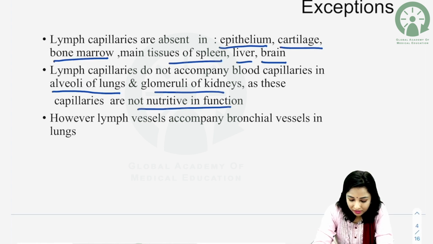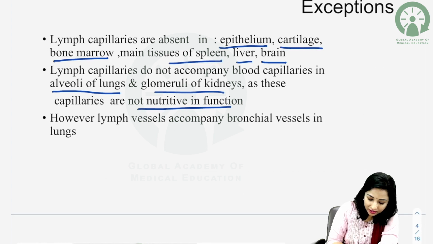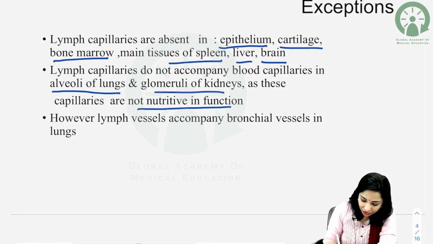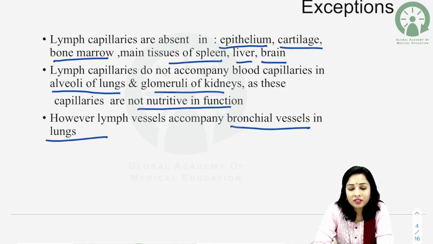However, the lymph vessels accompany the bronchial vessels in the lungs. They don't accompany the capillaries of the alveoli, but they accompany the bronchial vessels in the lungs. So these are the exceptions which you have to note down, where the structures are devoid of lymph capillaries.